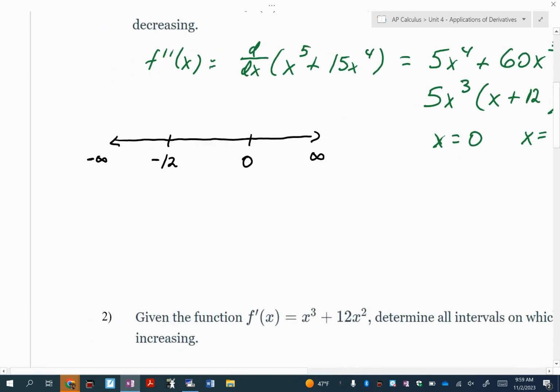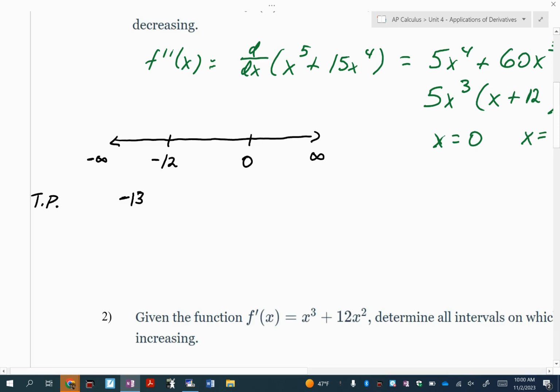Now you guys know that at this point I'm going to choose my TPs. These are my test points. Make sure when you're doing this on the AP exam, because this will be lots of multiple choice questions, line up your TPs. Here's what I mean by that. What test point am I going to use that's to the left of negative 12? Negative 13. So write negative 13 in that interval. Do you see how I wrote that negative 13 between these two?